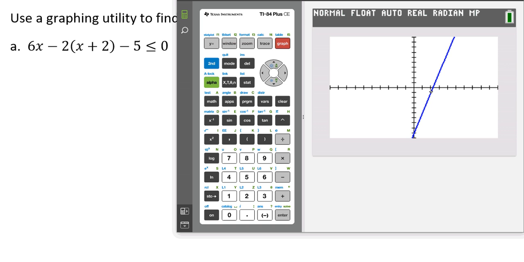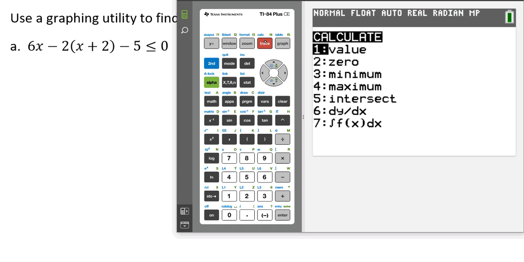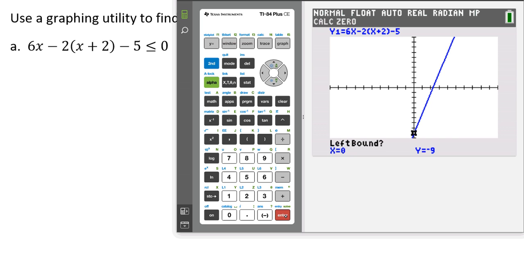So to find that value, we're going to calculate the 0. In order to do that, we're going to press second trace, which activates our calculating menu, and we're going to calculate the 0 of this function. Now, it's going to ask us for a left bound and a right bound. The calculator needs something on the left-hand side of where it's crossing the x-axis and something on the right-hand side of where it's crossing the x-axis in order to find the solution.